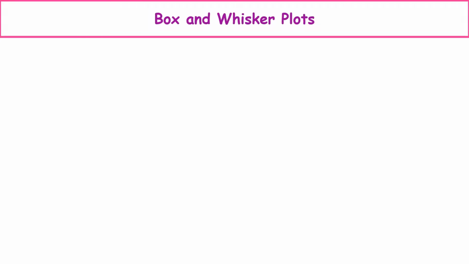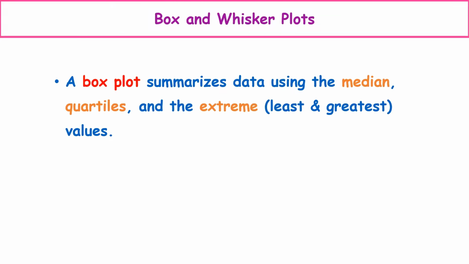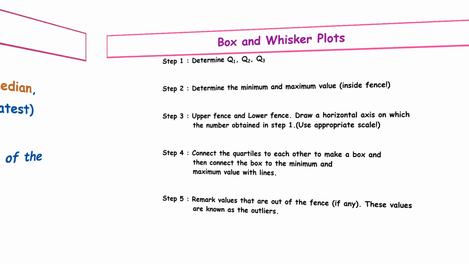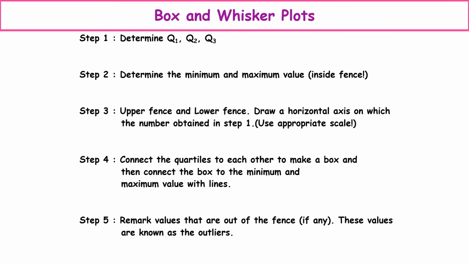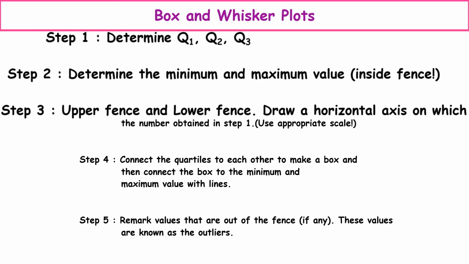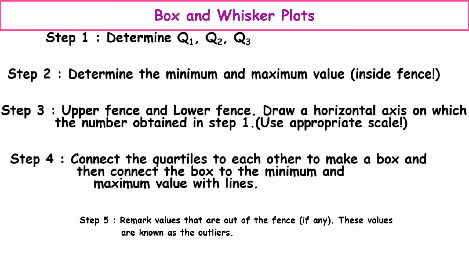In this lesson we will be learning how to plot and interpret box and whisker. A box plot summarizes data using the median, quartiles, and the extreme, least and greatest, values. It is used to provide a graphical display of the center and variation of a data set. To plot box and whisker we need to know the value of quartile 1, 2, and 3. We also must know the maximum and minimum value of the data. Other than that we must also find out the upper and lower fence using the given formula. Last we need to identify outliers if any.